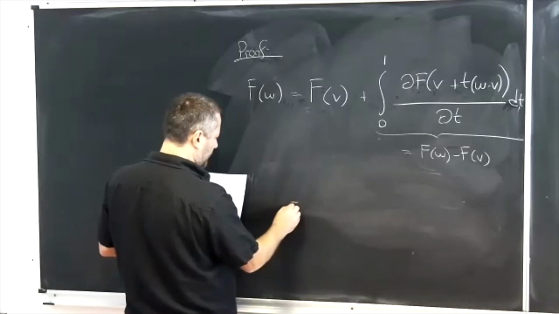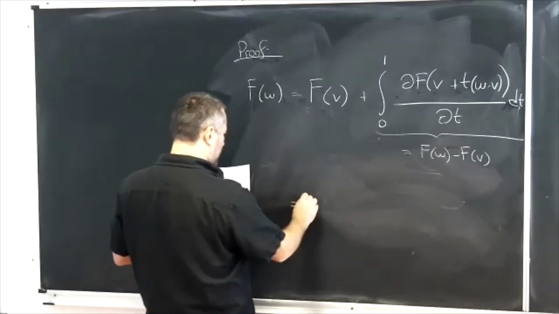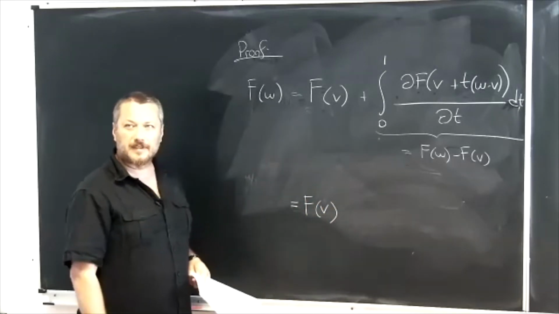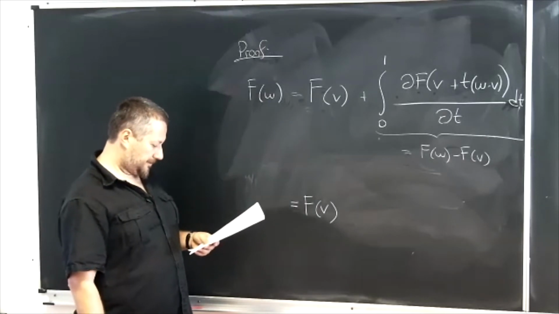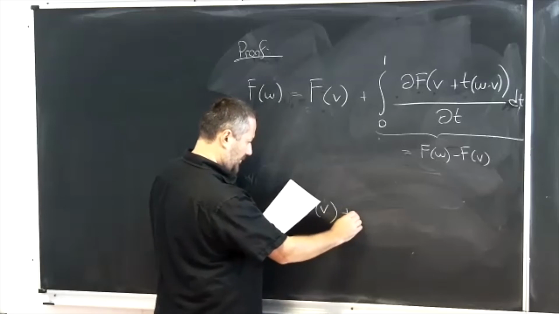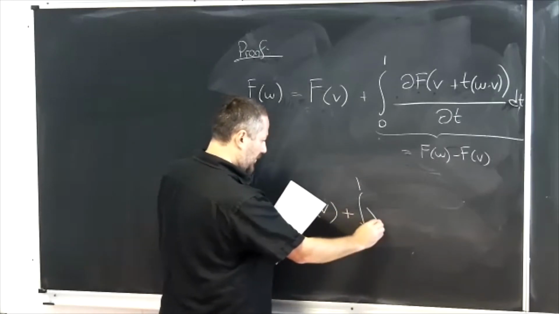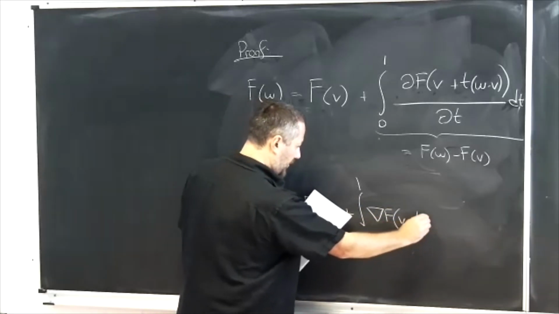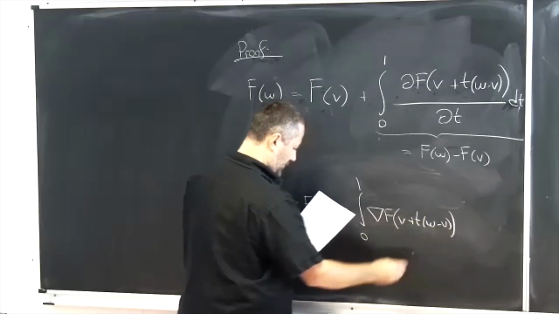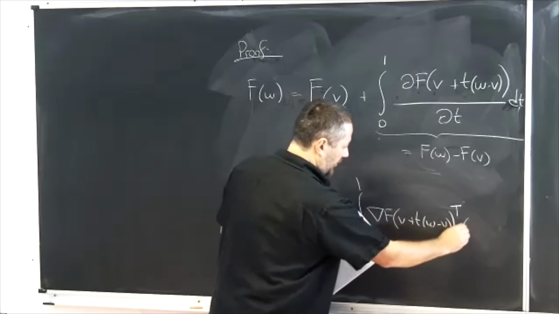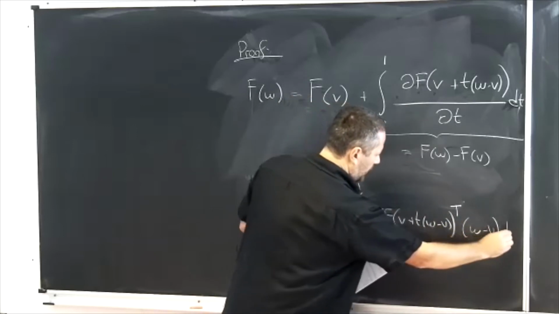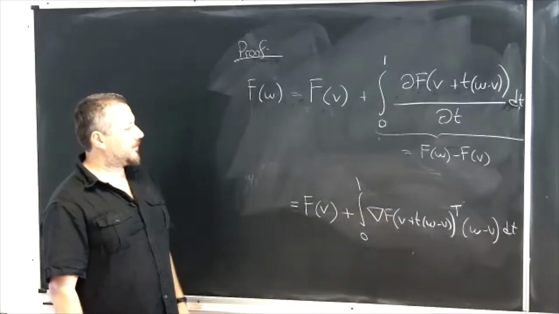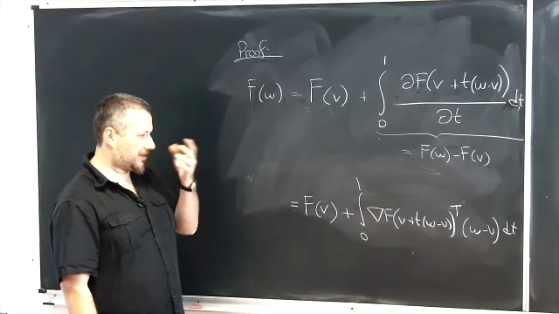Now, I'm going to rewrite that integral as this integral from 0 to 1 of the gradient of f at v plus t times omega minus v, transpose, times omega minus v, dt. You can see the equality by just using the chain rule for functions of several variables, so calculus 2.